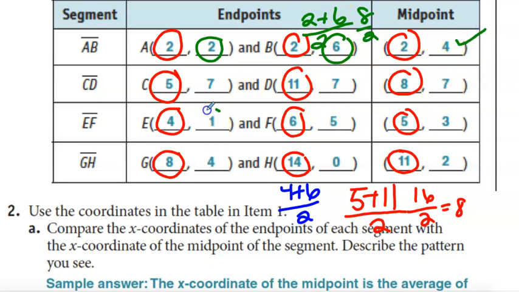Let's jump down here. I have a 1 and a 5. If I add them together, 1 plus 5 is 6. Cut it in half, I do get 3. Okay, it'll also work down here. 4 plus 0 is 4. 4 divided by 2 is a 2.